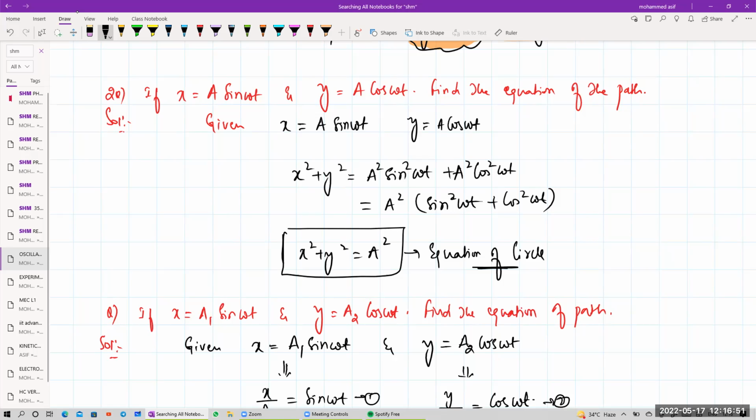So what will be the equation of the path of the particle in this one? It will be a circle equation. Yes, sir. Got an idea? Any doubt in this one, you see? No, sir.